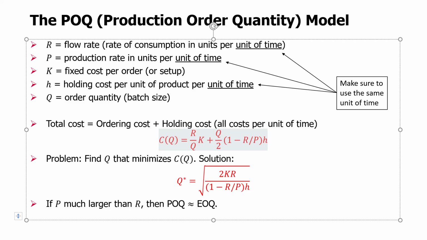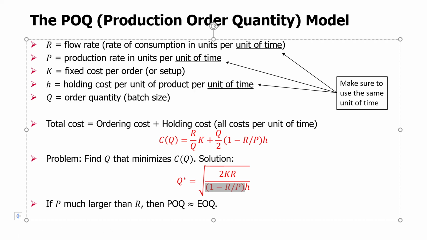So if you solve this problem similarly as we solved for the EOQ, you will find an optimal order quantity Q star, which differs from the previous solution just by, again, having this factor in the denominator in addition to H. If you recall, before, in the EOQ model, it was the square root of 2KR over H. And now it's 2KR over H, but the H is also multiplied in the denominator by this factor 1 minus R over P.